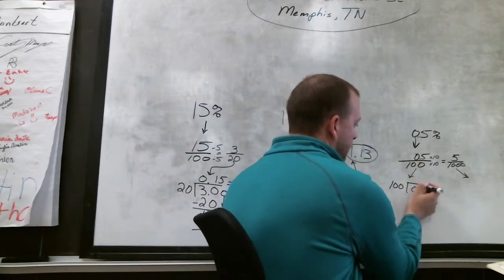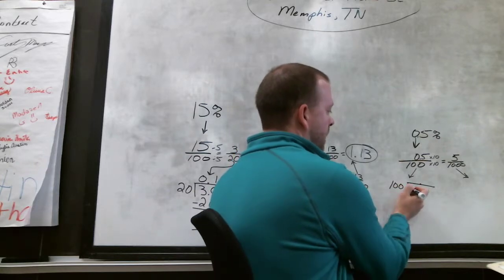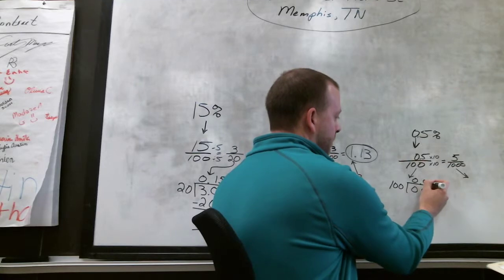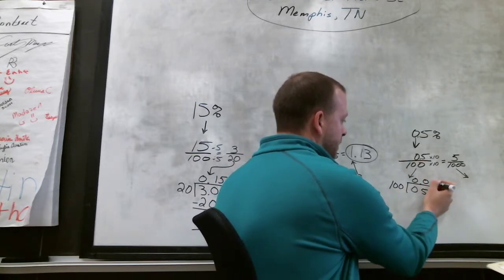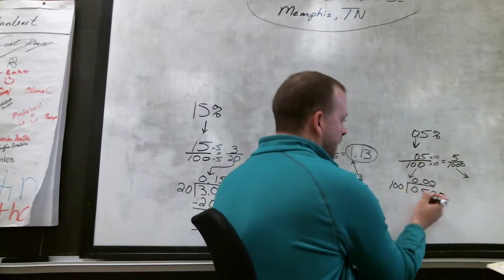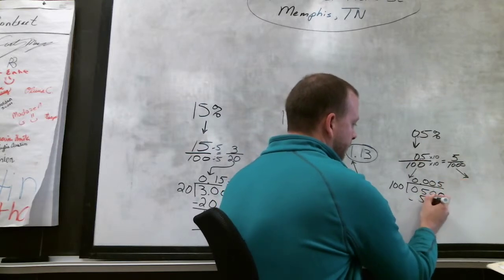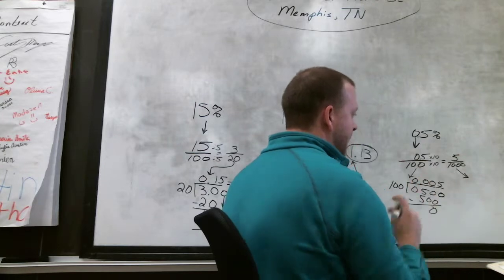We want to make sure that we take our decimal, put it up there. 100 will not go into 0. 100 will not go into 5. So we have to add our zeros. 100 will not go into 50, but 100 will go into 500 5 times. So then there's that.